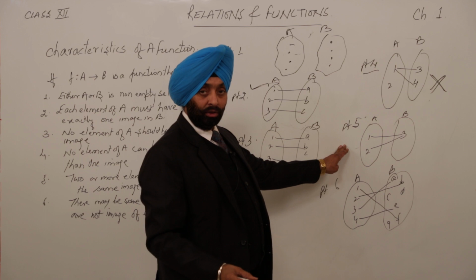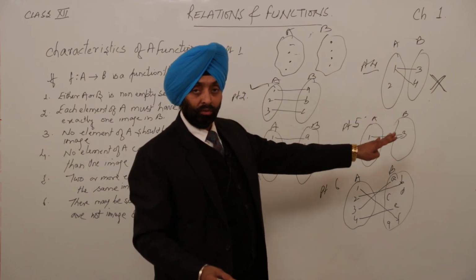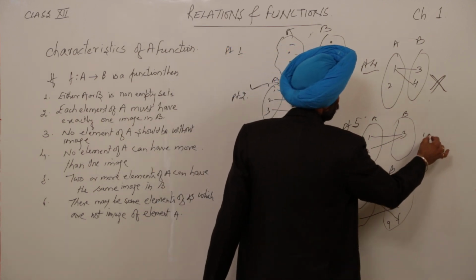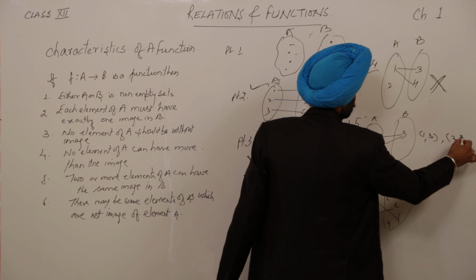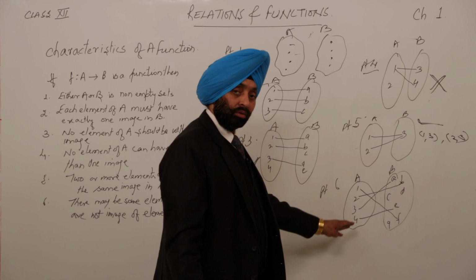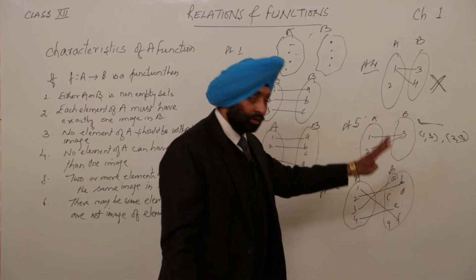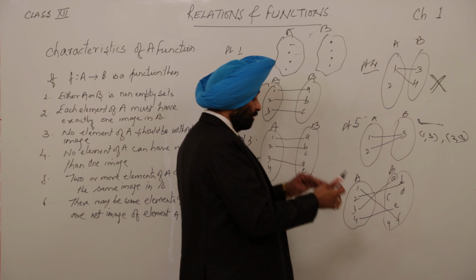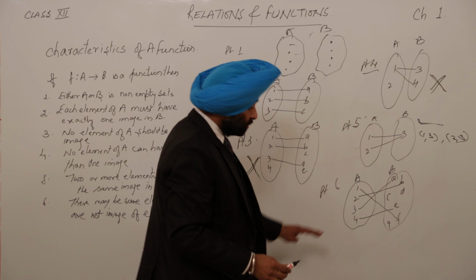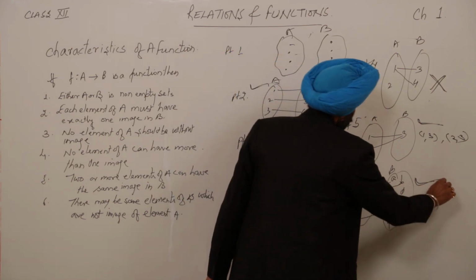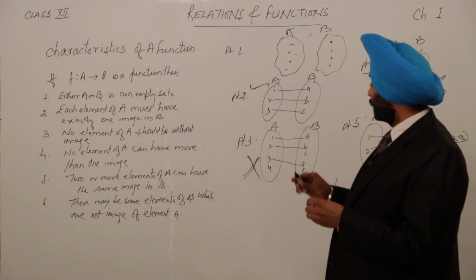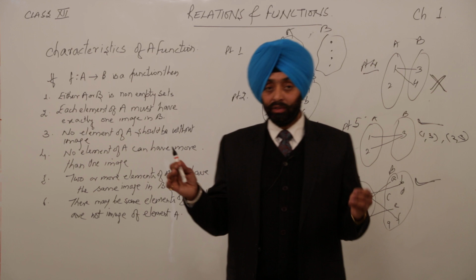Now, two elements of A can have the same image in B. So here it is 1, 3 and 2, 3. So this is a function. And the same here, all the elements in A have some images in B, and some elements in B are not having any pre-image in A, so this is also a function. Now this is the basic thing for the function. Now after this we are going to move on with some nice examples.